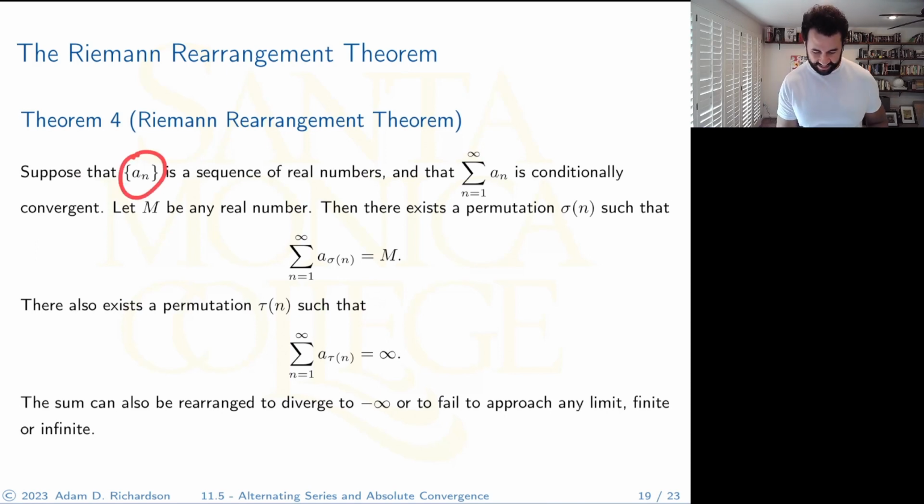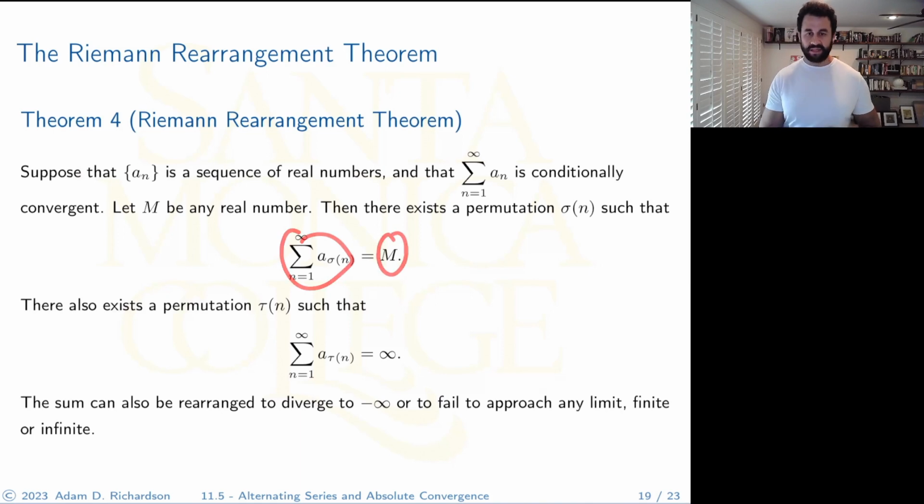So suppose that this a sub n is a sequence of real numbers and that this series is conditionally convergent. Let m be any real number you want. Then what this theorem says is that there exists a permutation sigma of n such that if you permute the terms a sub n, you can get them to add up to that number m that you chose.